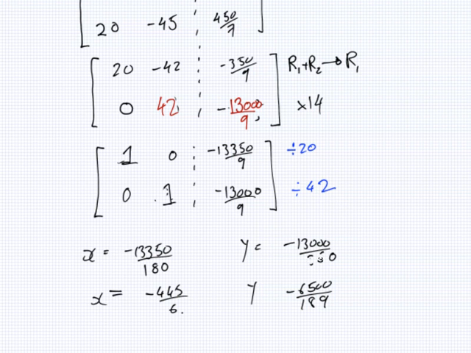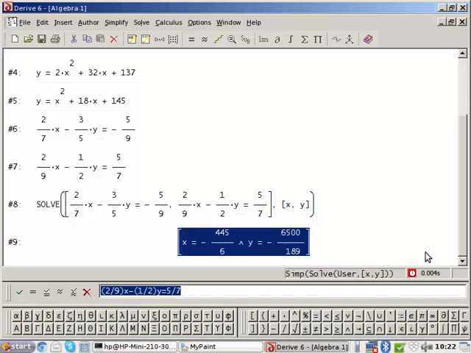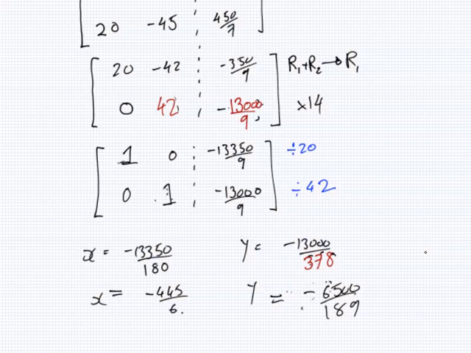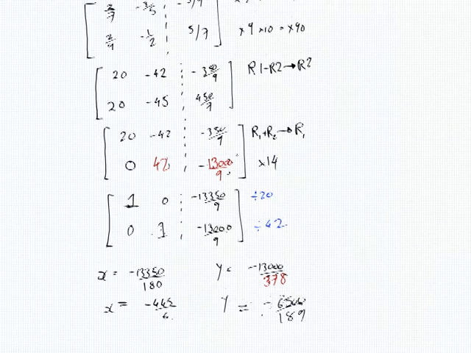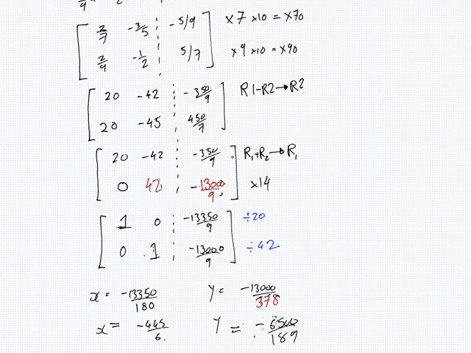Okay, so what's 9 times 42, please? 378. 378? Yep. Okay, and now if you hit this in, what do you get? Negative 6500 over 189. Yeah, which is correct then. Okay, I'm glad I made the mistake near the end and not near the start. That's quite helpful of me.